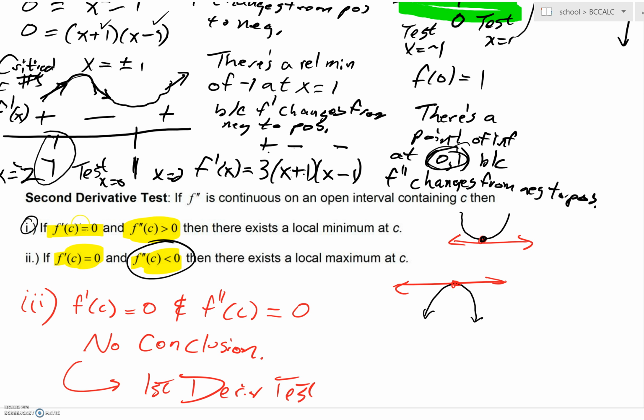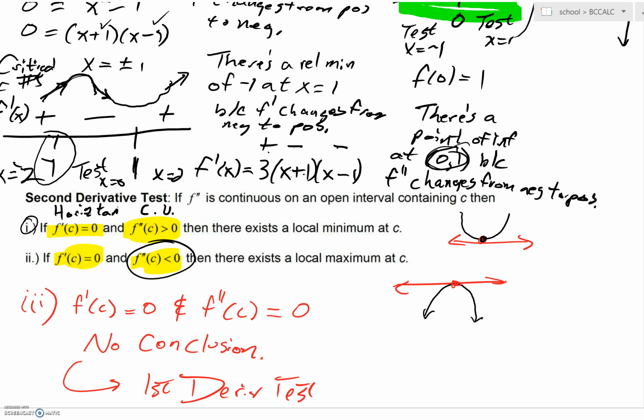If f prime of c equals 0, and kids will say, that sounds like the first derivative test, or at least finding a critical number. Yeah, it seems to be that way. But there's more. What if you know that f double prime of c is greater than 0 there? You could think, well, okay, put them together. What do you now know has to happen? Well, f double prime greater than 0, this is concave up. And f prime of c equals 0 is a horizontal tangent.